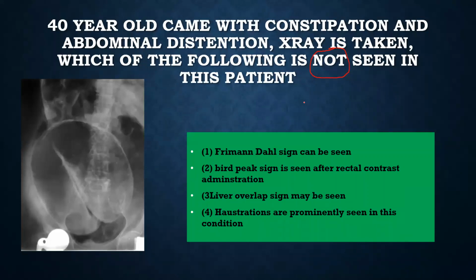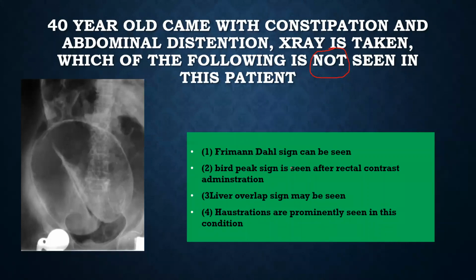Yeah, you all are right. This is the coffee bean sign seen in sigmoid volvulus. So what is the close imaging differential diagnosis for sigmoid volvulus? Excellent. This is cecal volvulus. Okay. So imaging wise, we can differentiate between sigmoid volvulus and cecal volvulus. So first we will discuss the answer for this question.